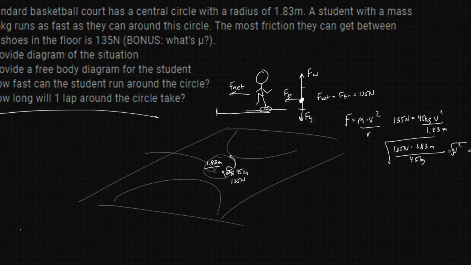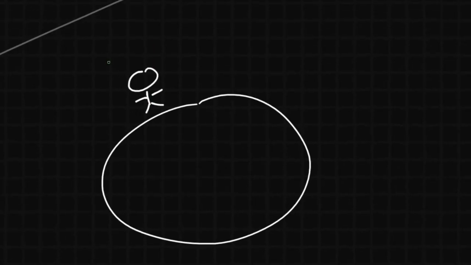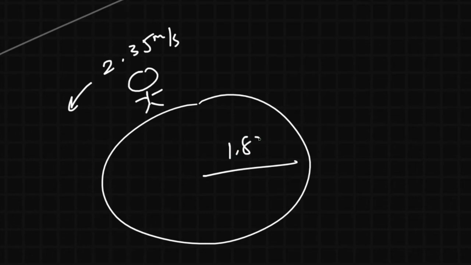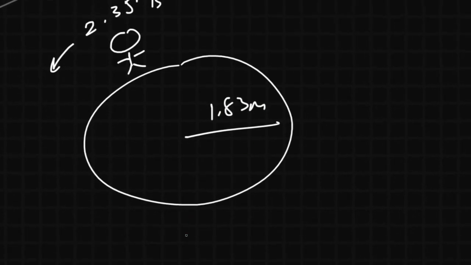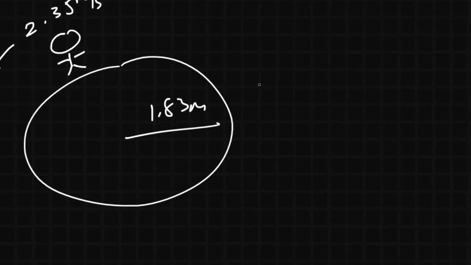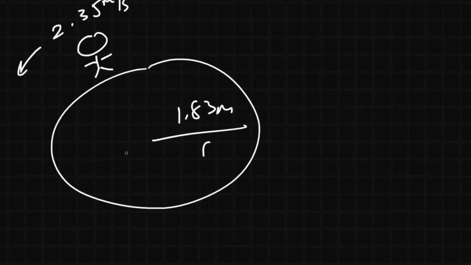Now, how long will it take to go around the circle in one lap? So let's think about this. We have a circle. We know that our person is running at 2.35 meters per second around the circle, and we know that the circle has a radius of 1.83 meters. So as we go around this circle, we've got to know what the distance around is.